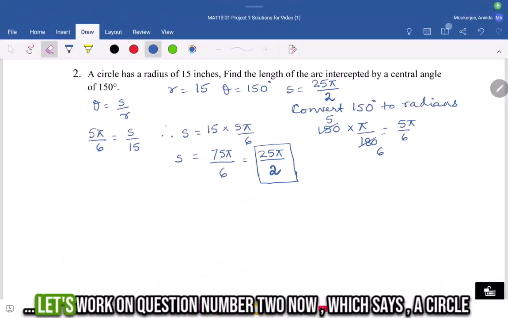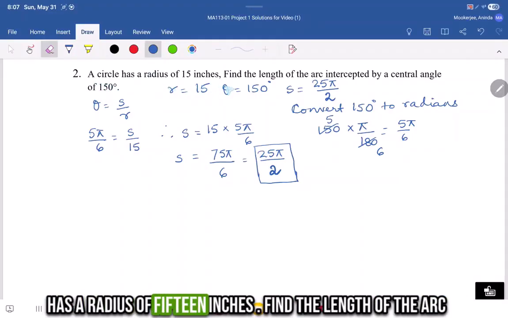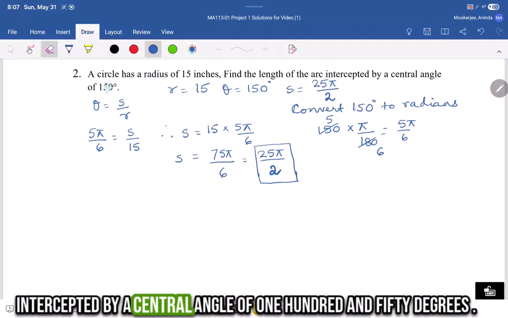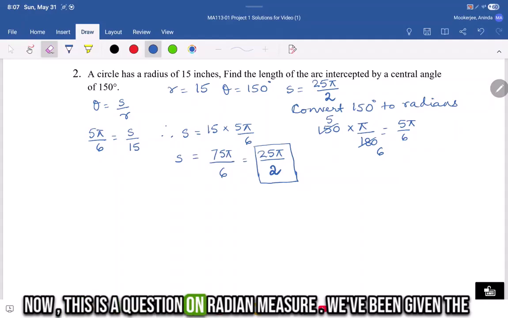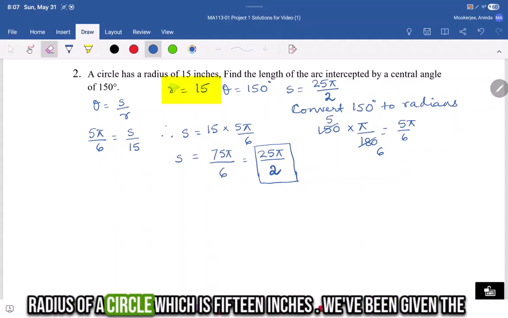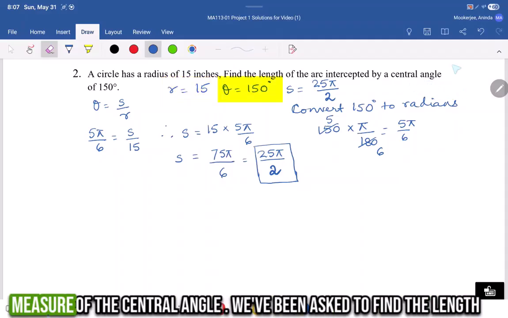All right? Let's work on question number 2 now, which says a circle has a radius of 15 inches. Find the length of the arc intercepted by a central angle of 150 degrees. Now, this is a question on radian measure. We've been given the radius of a circle, which is 15 inches. We've been given the measure of the central angle. We've been asked to find the length of the arc.